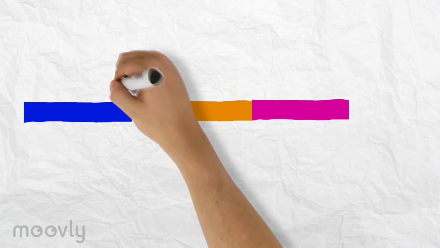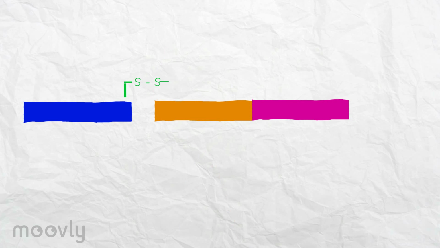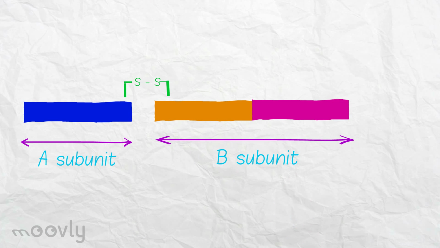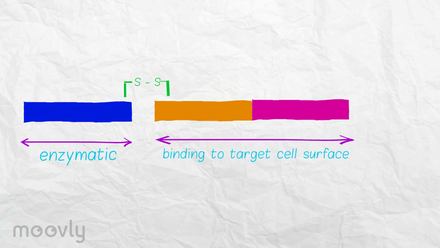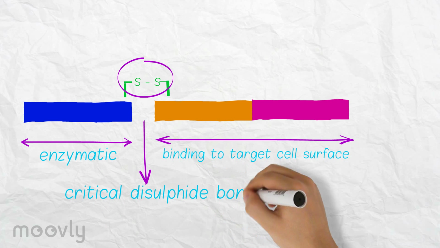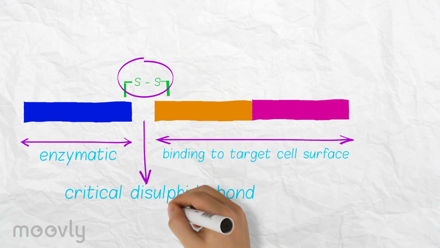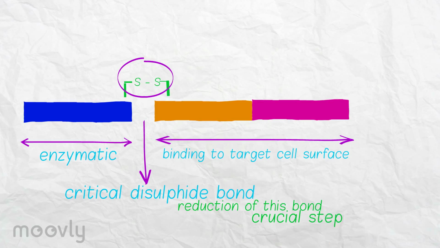As mentioned, DT is a simple AB toxin, which means it is composed of an A and B subunit. Like all simple AB toxins, the A subunit is the enzymatic portion, while the B subunit is the portion responsible for toxin binding to the target cell surface. These two subunits are held together by a critical disulfide bond, and as we will see later, reduction of this bond is a crucial step in allowing the toxin to cause damage to the host cell.